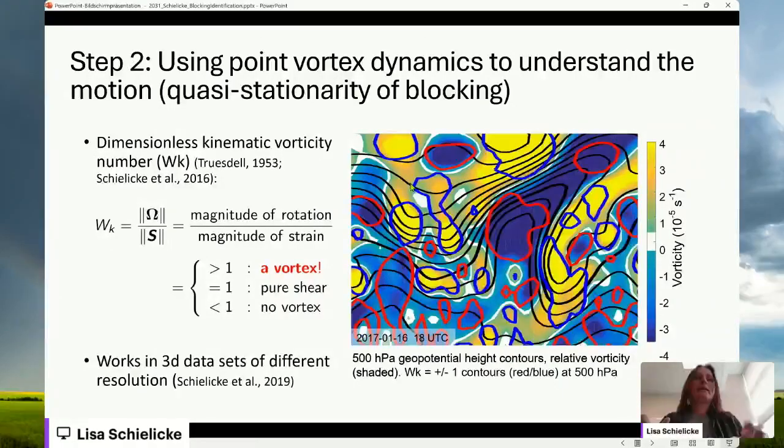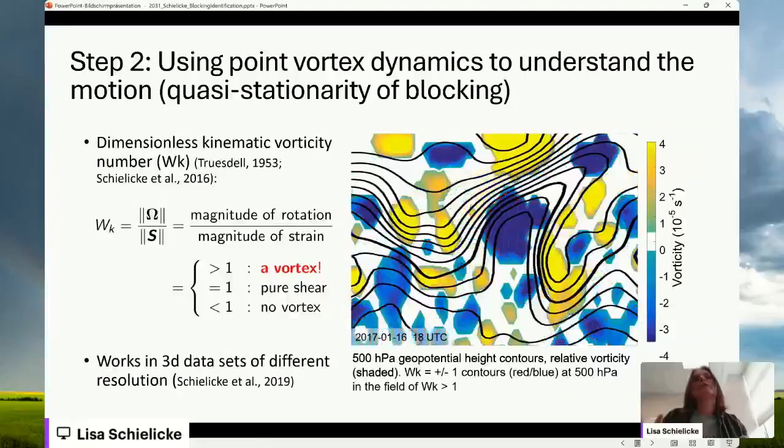So first I identify every line here in red and blue where we have a kinematic or Okubo-Weiss number of 1. So these are the edges of the vortices, and then I cut out just the vortices and extract the vortex from the field. So everything which is white is thrown away, and everything which has a color is a vortex area.